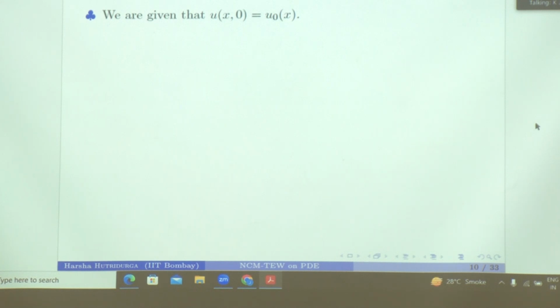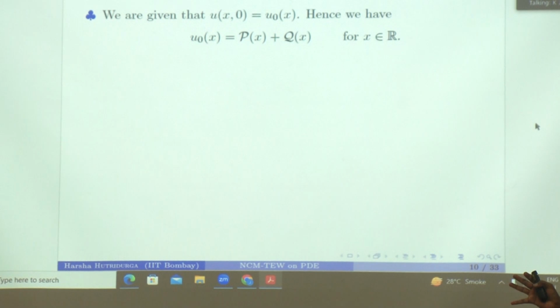And in this relation now, let us blindly take t equal to 0. Okay? When I take t equal to 0 here, I get u of x comma 0, and that has got a name. It's u naught of x, which is given. And this becomes p of x, this becomes q of x. Okay? So that's what we'll do. So u naught of x is just the sum of these two functions. So you are trying to find two functions p and q such that their sum is your initial condition u naught. Okay?